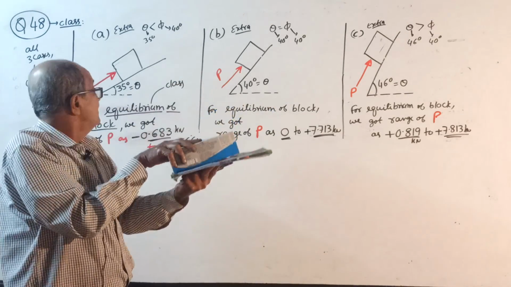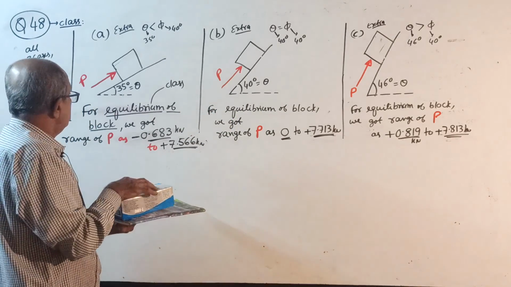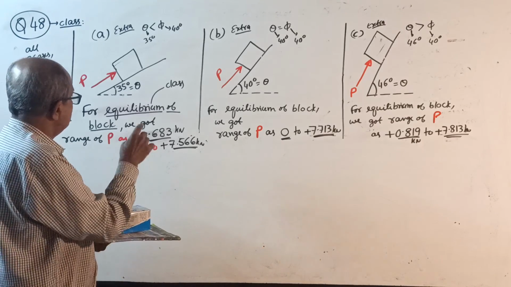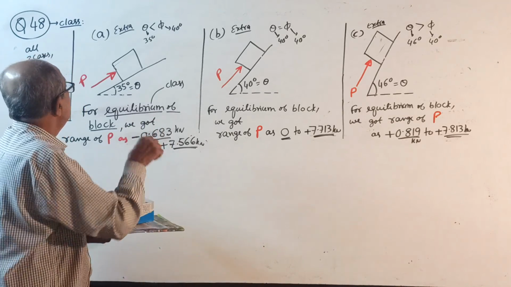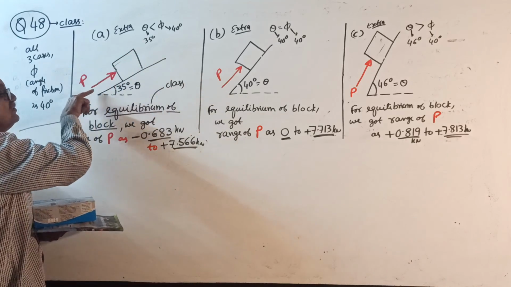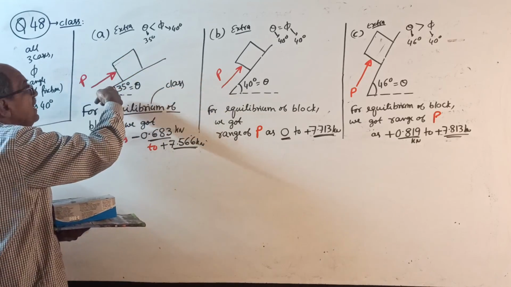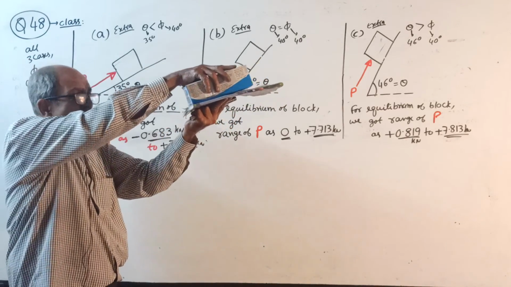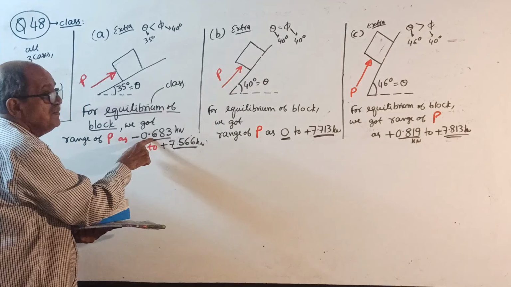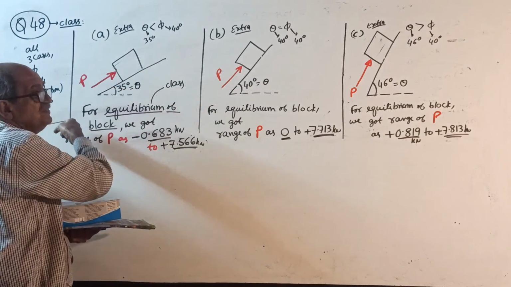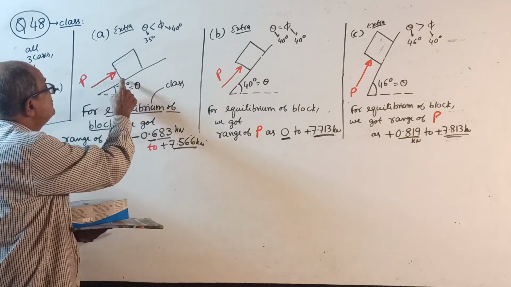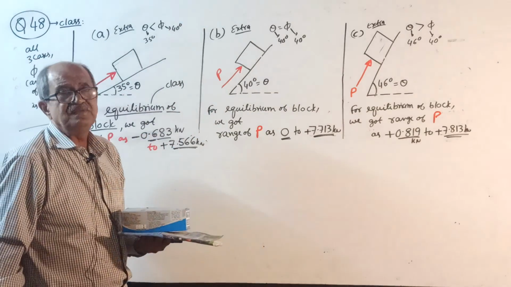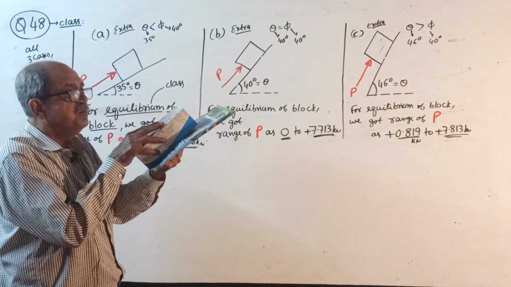See this way. How much is the answer? Oh, sorry, minus 0.683. Yes, you got minus 0.683 because you are applying a force this way. To move it down the plane, it is already stable, so you require a force this way. That's why the negative sign came. You can apply a force like this. Then at 0.683, it will start sliding down. And to push it up the plane, 7.566. This is calculated.